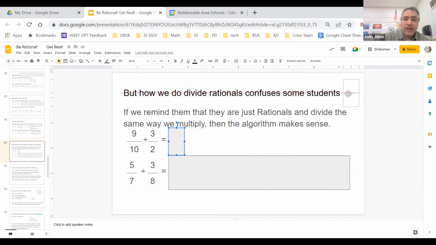if our numbers divide easily, like 9 divided by 3 is 3, and 10 divided by 2 is 5, we divide fractions literally exactly the same way we multiply them. It's perfectly the same process. Divide the numerators, divide the denominators, you're done, right? Nice and easy. The problem is what happens when 5 isn't divisible by 3 and 7 isn't divisible by 8. They don't make nice numbers.